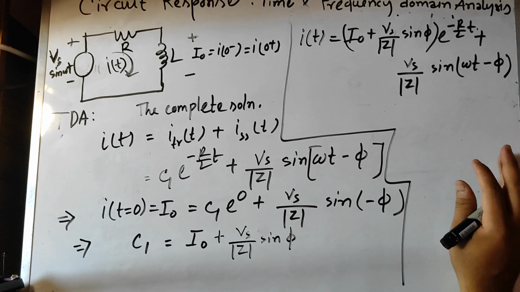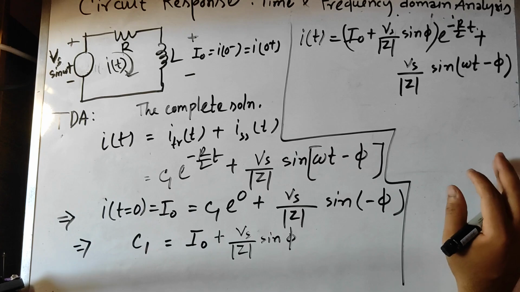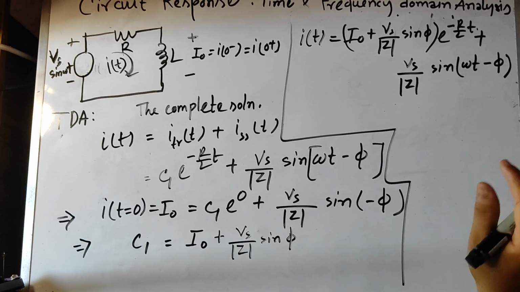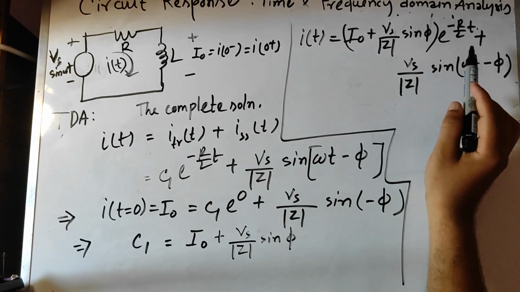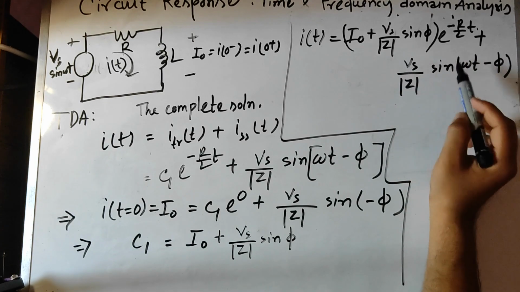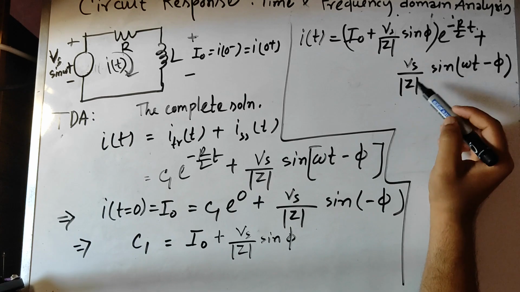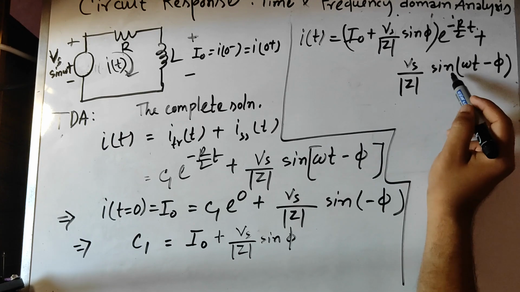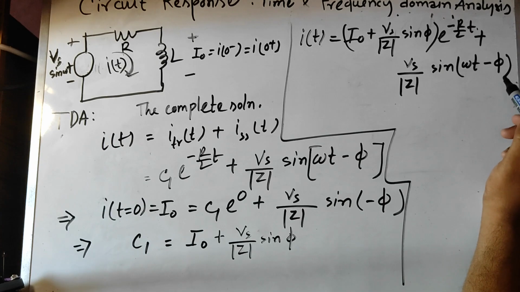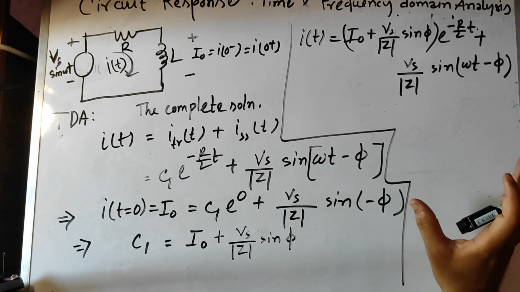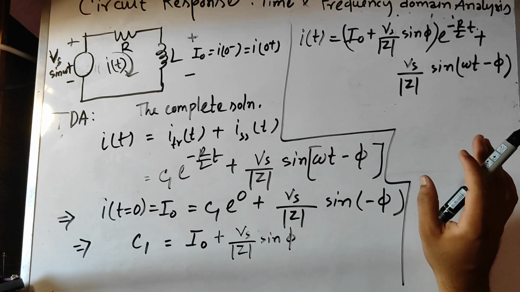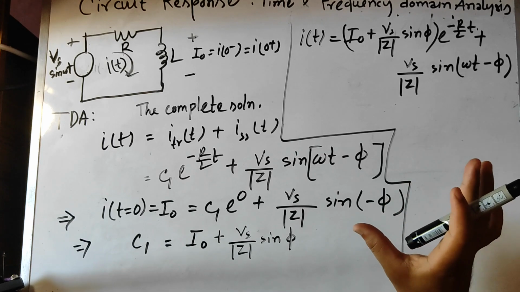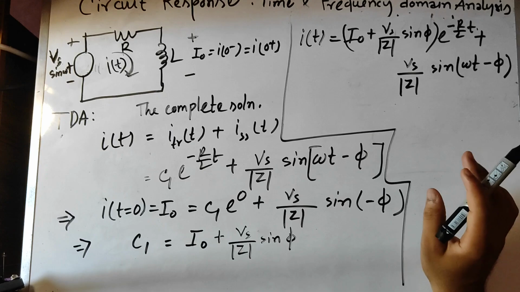So what we are seeing is, for sinusoidal input the output is also sinusoidal, because the transient response will die out, leaving only the particular integral or the steady state part. The steady state part has the expression in sinusoidal form, but with a phase shift. Okay, so this is the answer in time domain analysis, the response of the circuit in time domain.